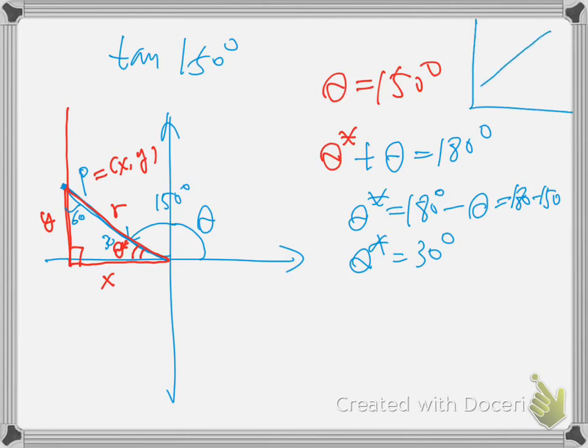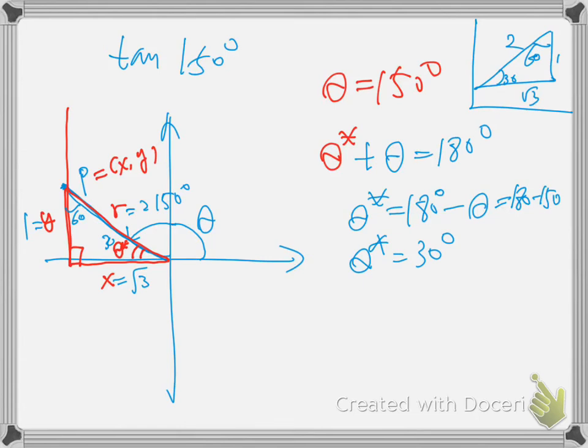30, 60. 60, 30, so 1, 2, radical 3 again, right? Radical 3 again. So now opposite of 30, this is 1. Opposite of 60, this is radical 3, and r is 2.